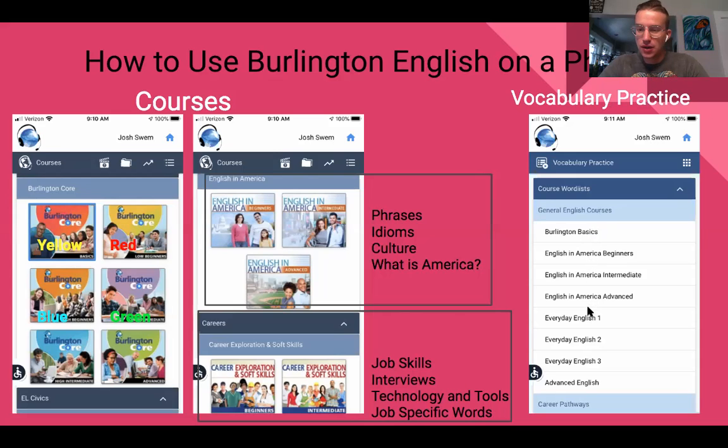And you just go to your specific class and you practice the words.